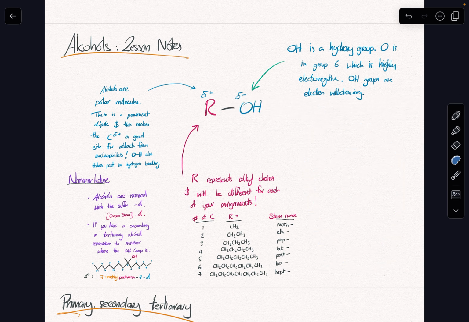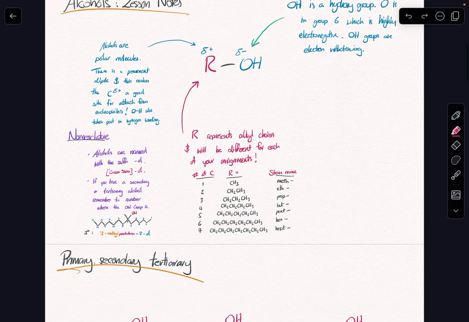So the OH is a hydroxy group, and an alcohol is where we replace one of the hydrogens in an alkane with an OH group. The O is in group 6, which is highly electronegative. OH groups are electron withdrawing. They're also known as hydroxy groups, or hydroxide groups, because it's just an OH. But these are alcohols. Alcohols are polar molecules, meaning it's a permanent dipole. That means the C delta plus is good for attack from nucleophiles, like I mentioned before. Things that are slightly or more negative, and therefore interested in something positive. So it's going to use those lone pairs to attack this carbon center here, which could then eliminate this oxygen, and we see something come out of that.